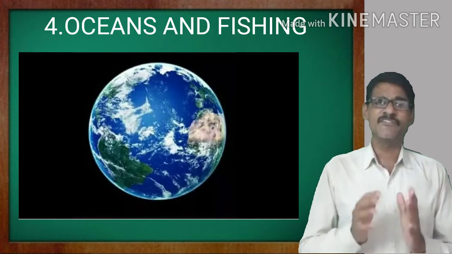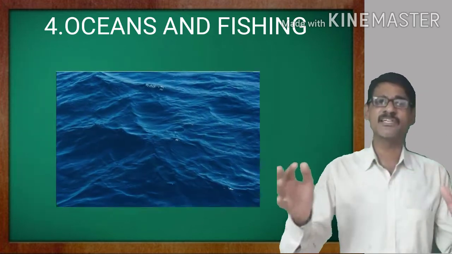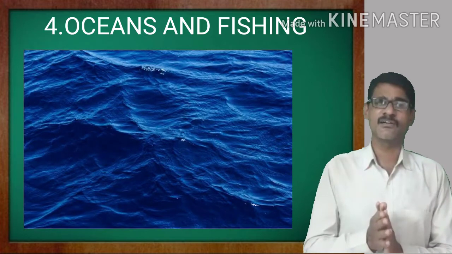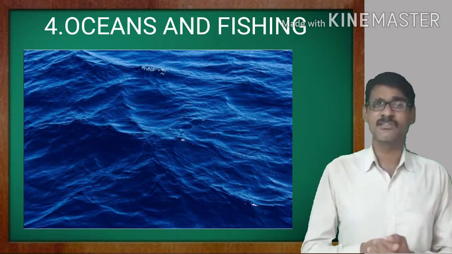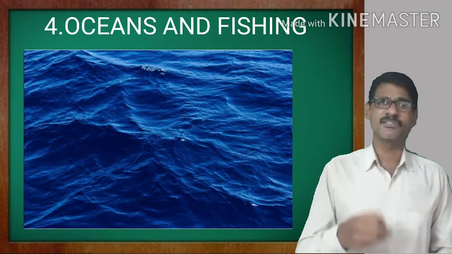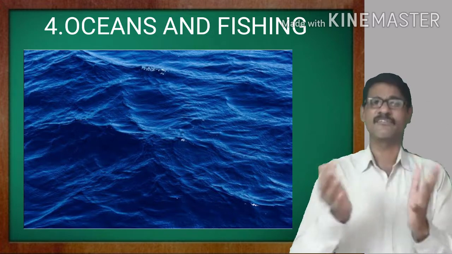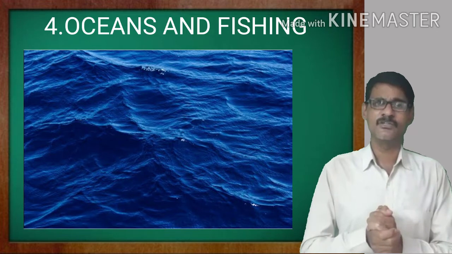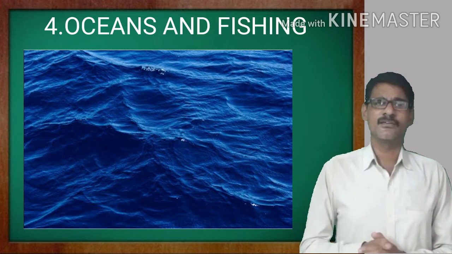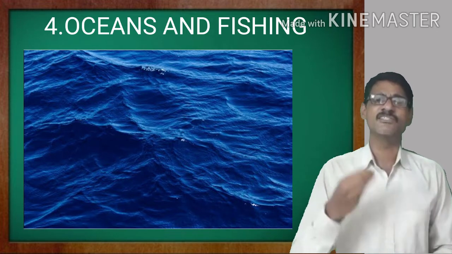So different types of water bodies are present on the Earth's surface. Do you know what the water bodies are? The oceans, seas, ponds, lakes, rivers, these are all the water bodies present on the Earth's surface. Am I right? Okay. So what is a sea? What is an ocean?